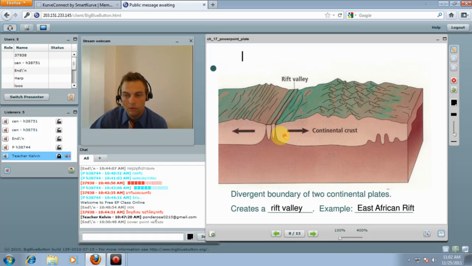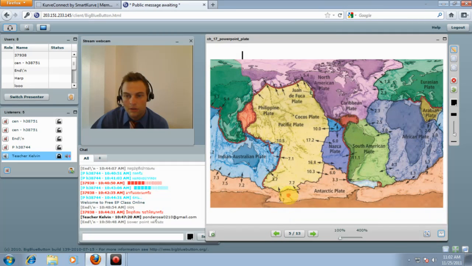So the East African Rift, you can probably see, East African Rift, you have this really divergent land-to-land boundary here, and then they create these rifts.